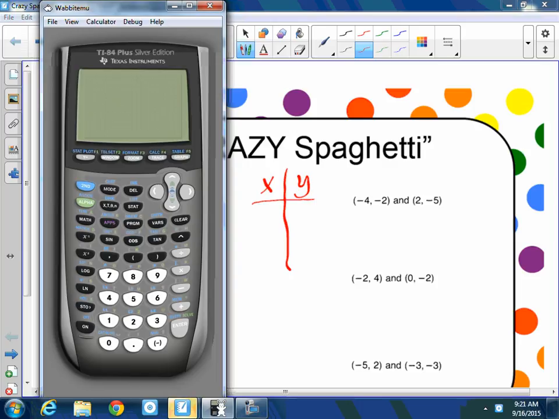So what's my first point? Do your X and your Y table right now. You can do it in the back of that paper. Thank you. What's my first point? Negative 4 for X and negative 2 for Y. Okay? And then what's my second point? Positive 2 and negative 5. Everybody has to have that X and Y table. We're not going to do that yet. Let's go.